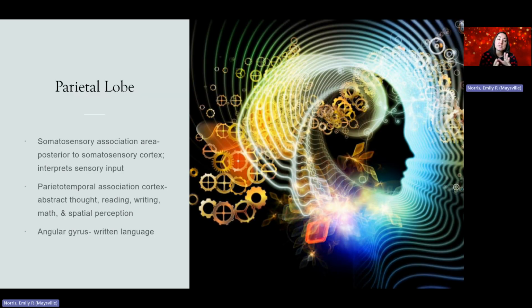The somatosensory association area is also in the parietal lobe, and this is where sensory input is interpreted. So almost all of the association areas, whether it's sensory or motor, is where the input for that specific sense is actually interpreted. So the parietotemporal association cortex, this is where your abstract thought, your reading, writing, math, your spatial perception, where all of that is perceived and interpreted. And then your angular gyrus is where written language is processed.